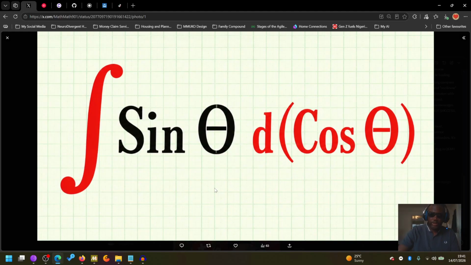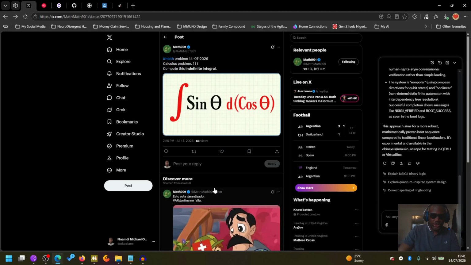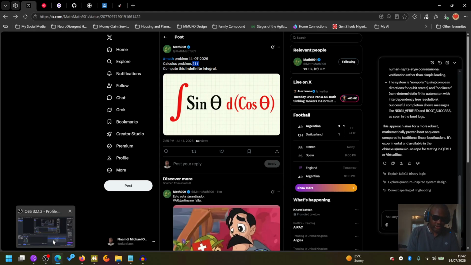The question is: calculate the integral. Compute the triple integral, the indefinite integral. So this can be written as the integral of sine theta, with the derivative of cosine theta. So this can be rewritten as the question here.